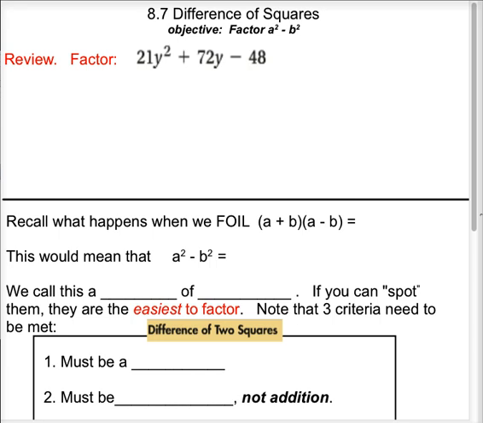Today we're going to be talking about factoring the difference of squares. What that means is we're going to be looking at the form a squared minus b squared. And I will get back to that in just a second. But before we begin, I want to just review what we did in the previous notes.